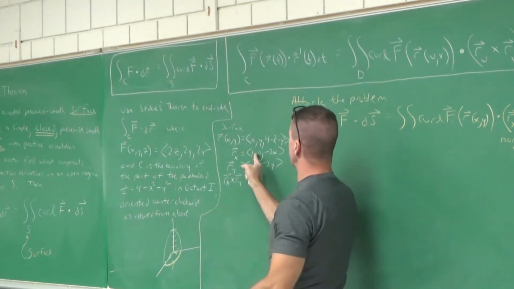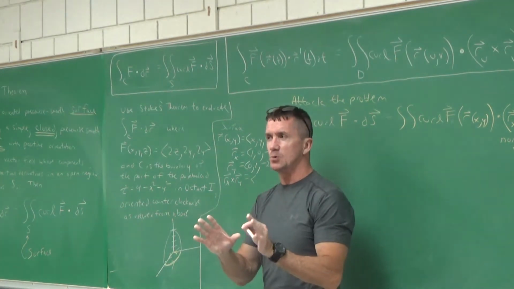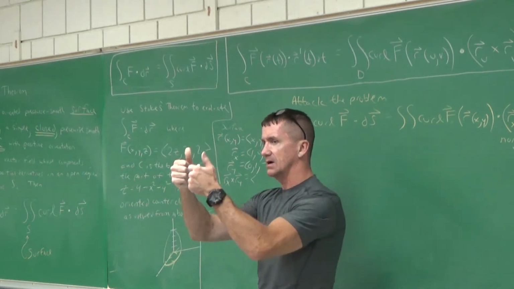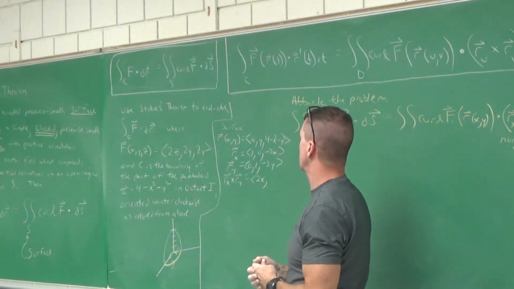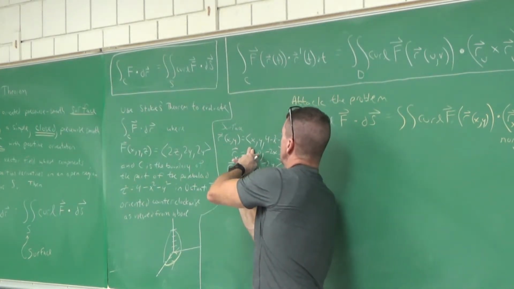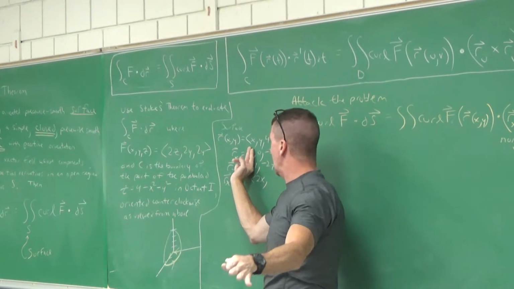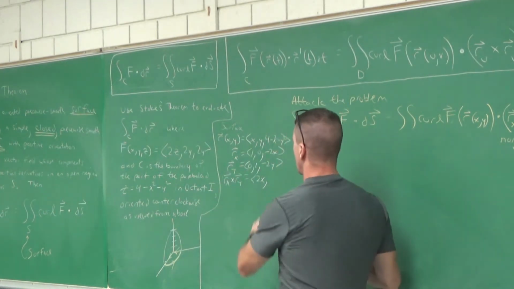Write that out. This times this minus this times this. Do you get positive 2x for the first component? Check. Do you agree? Only positive: 0 subtract negative 2 times 1. Yeah. Good.